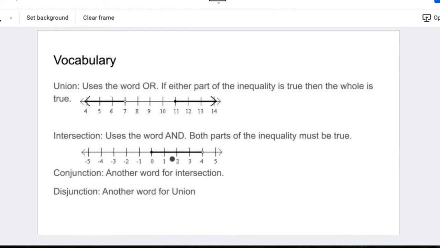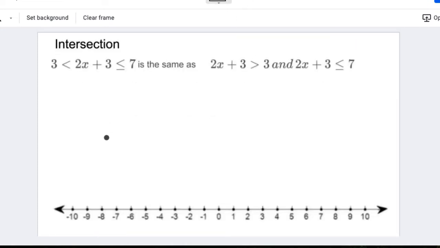Intersection, just what it sounds like, uses the word and. Both parts of the inequality must be true. So that usually looks like a line segment connecting two points. Conjunction is just another word for intersection. Disjunction is just another word for union. So we're going to start with intersections.